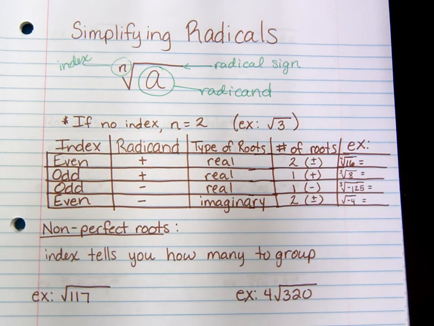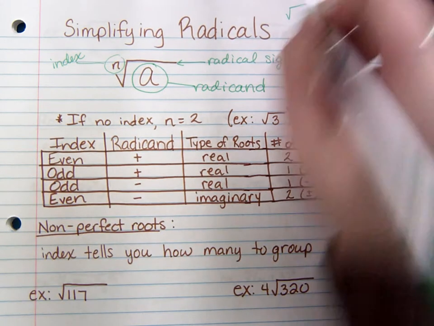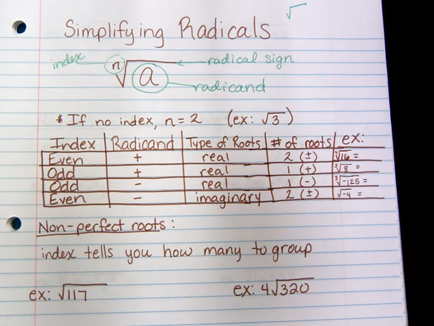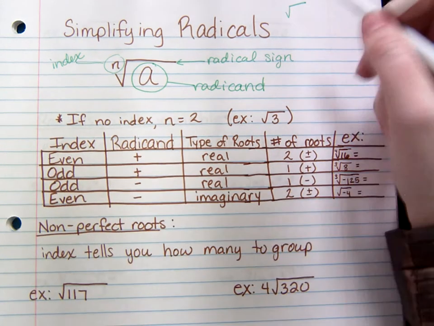In this video, we're going to be looking at how to simplify radicals. Now, before we get into that part of it, I wanted to talk about the different parts of a radical. Now, we're used to seeing square root symbols, but that is not necessarily a square root symbol. This is a radical sign.